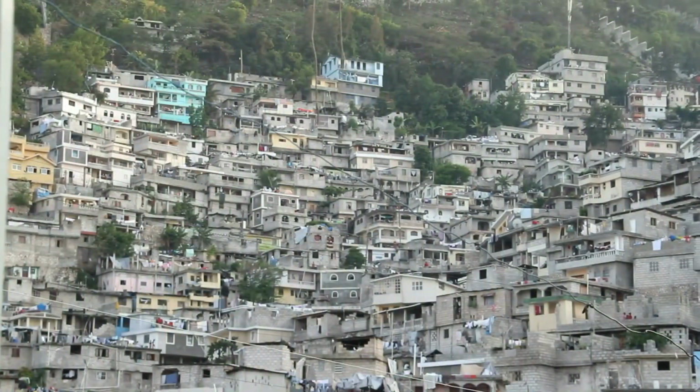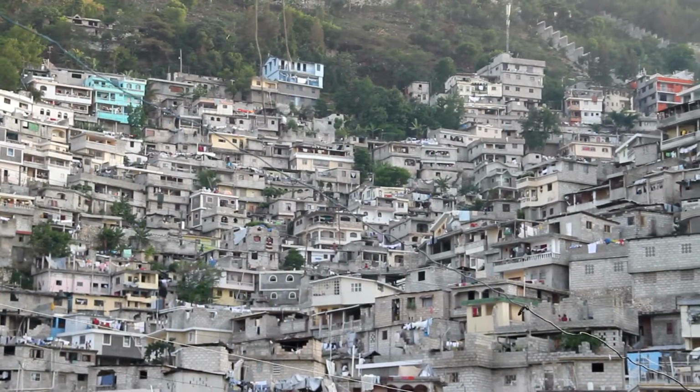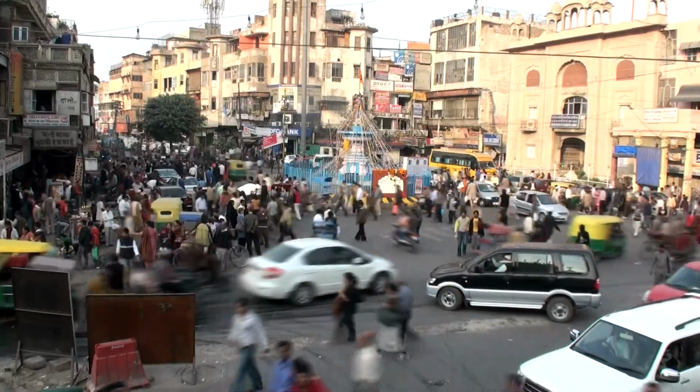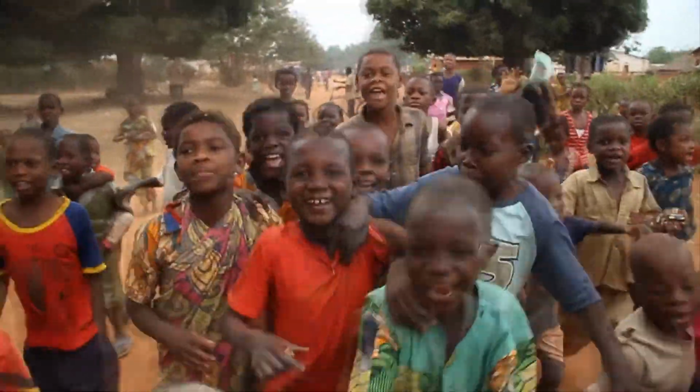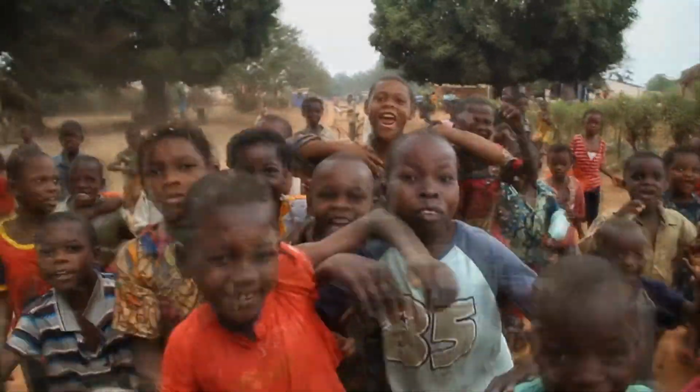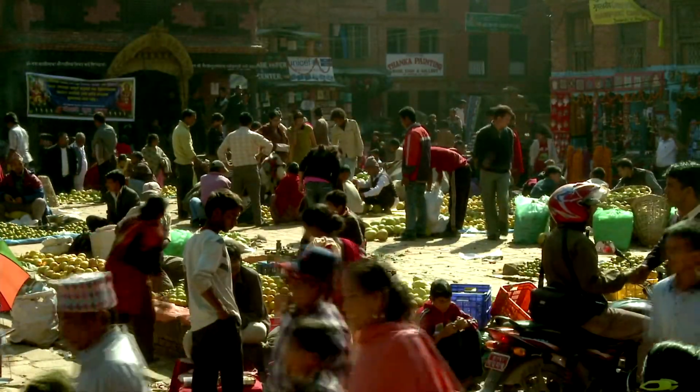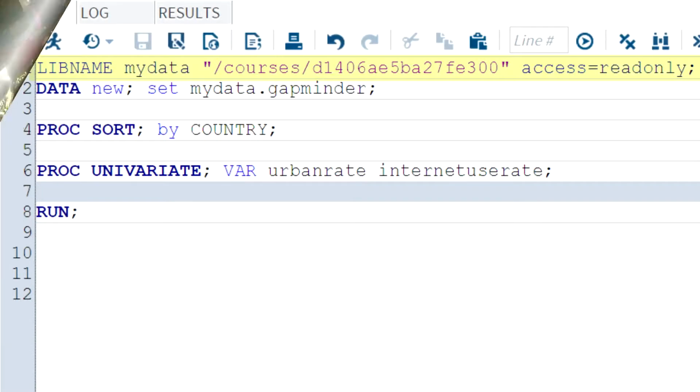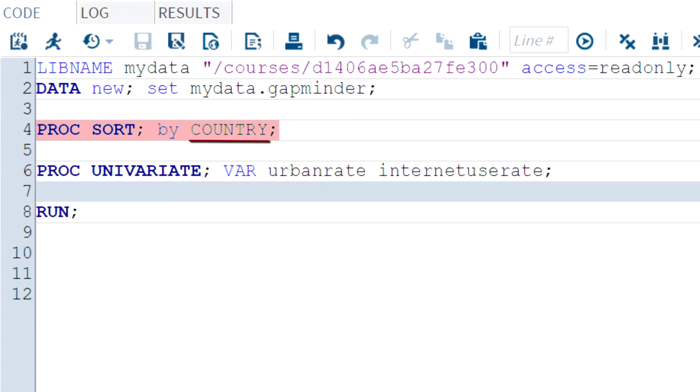Returning to the Gapminder dataset, let's see how we can use SAS to examine the relationship between percent of the population living in urban settings and the rate of internet use. Since we're using a different dataset, we'll begin with a new program. It begins with the standard libname statement. Then we're going to call in the Gapminder dataset at the beginning of the data step. We end the data step by sorting according to the unique identifier.